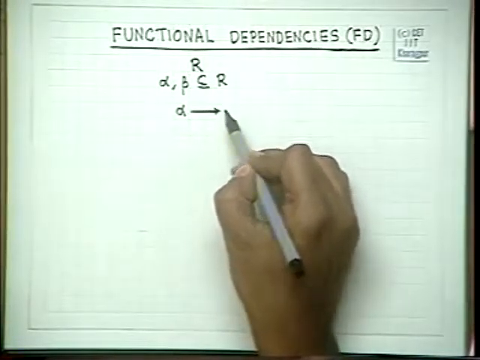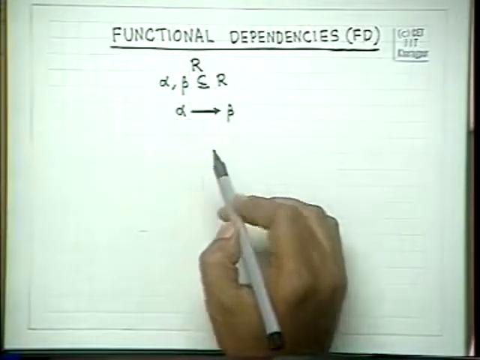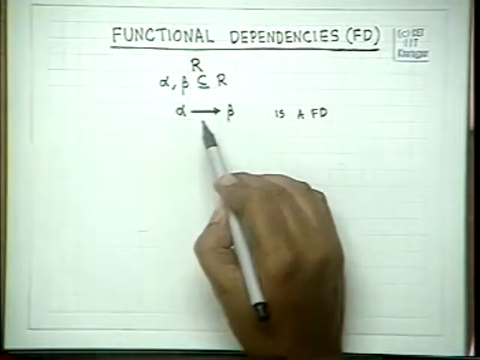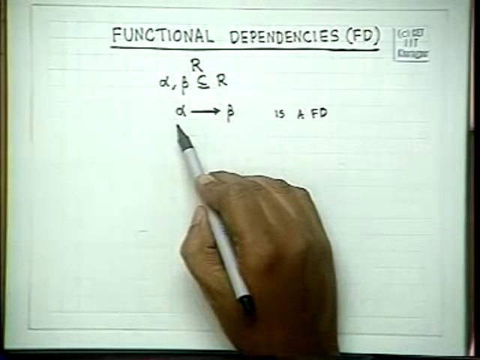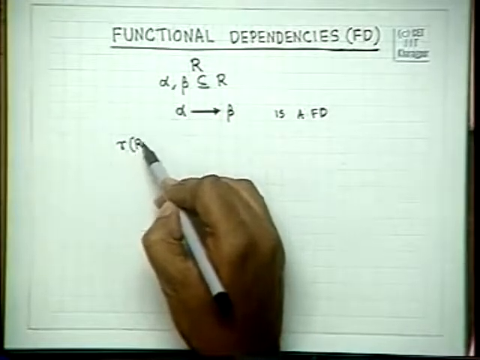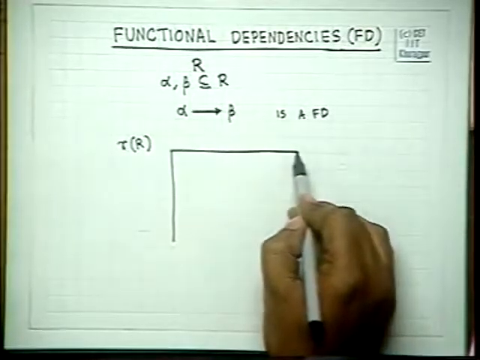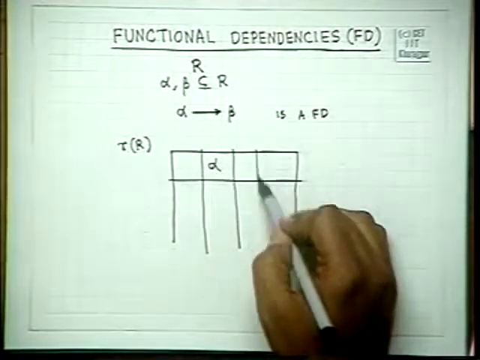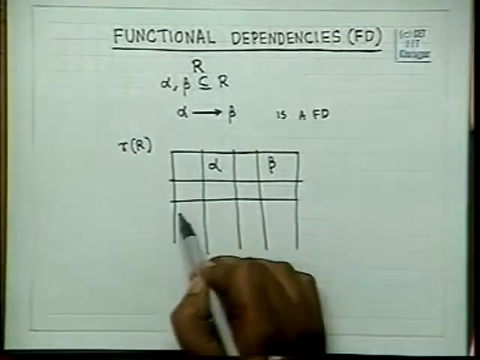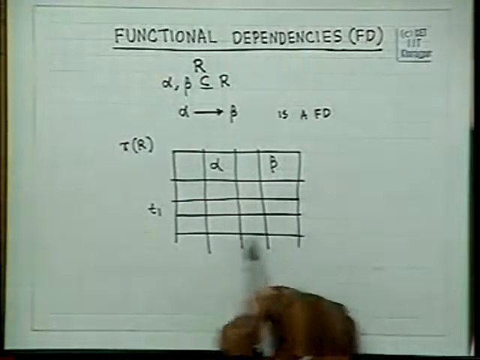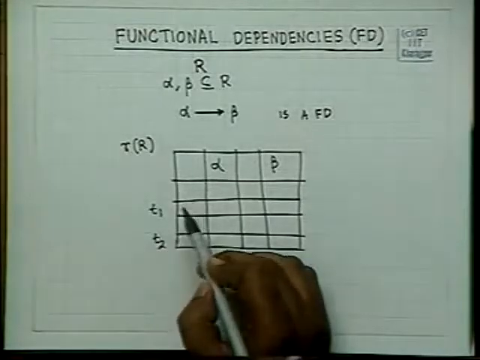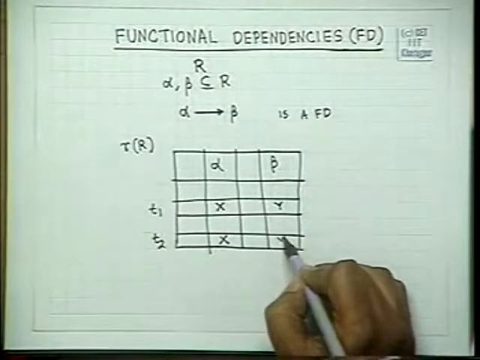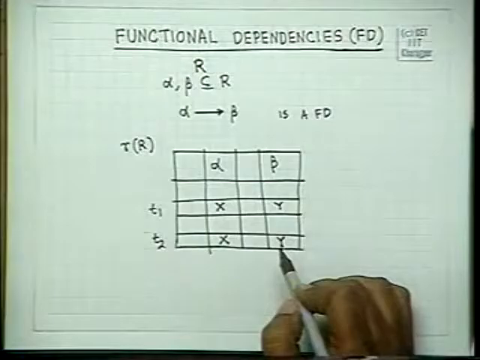alpha to beta is a functional dependency, which means that beta is functionally dependent on alpha. And in any relation R of type R, if there are two tuples T1 and T2 such that the alpha part is same, then the beta part must also be same. This is the meaning of a functional dependency.